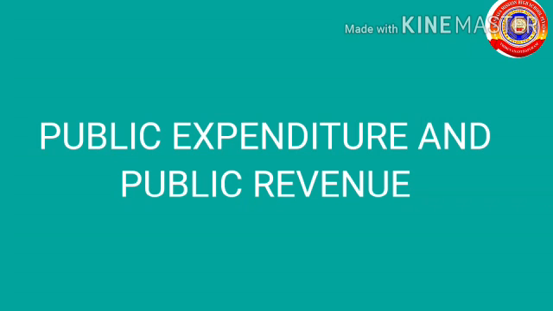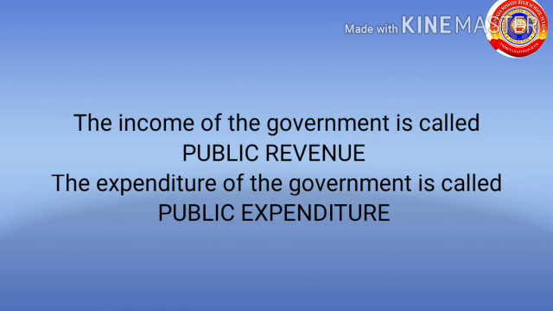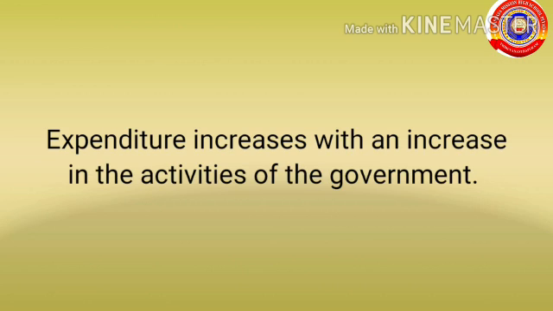Today, we will learn a new chapter from geography, public expenditure and public revenue. Have you heard about the term public revenue and public expenditure? Okay, the income of the government is called public revenue and the expenditure of the government is called public expenditure. Expenditure increases with an increase in the activities of the government.